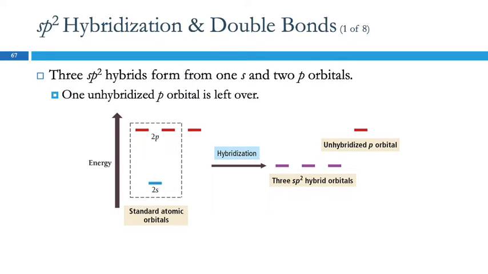Okay. So let's look at a different combination. So here, if we take an S and two of the P's and combine those, we're going to get 3 sp2 hybrid orbitals, and we're going to have one unhybridized p orbital that's left. Let's see. Oops. If I can. I'm still kind of working on how to draw this.